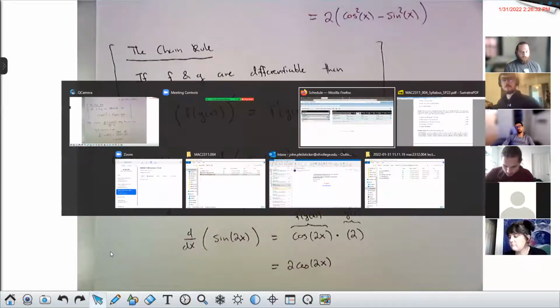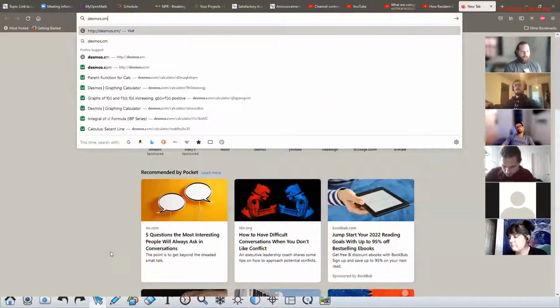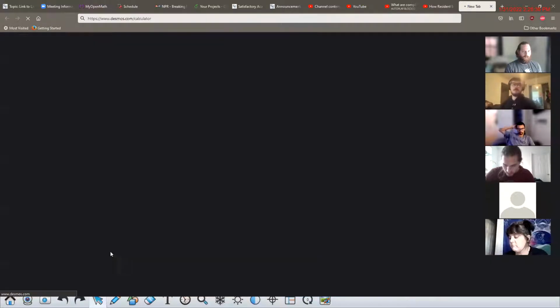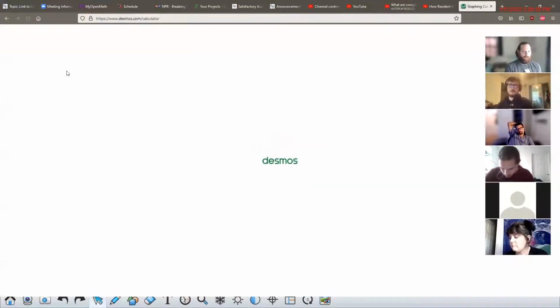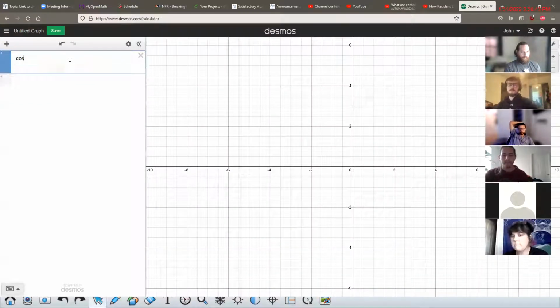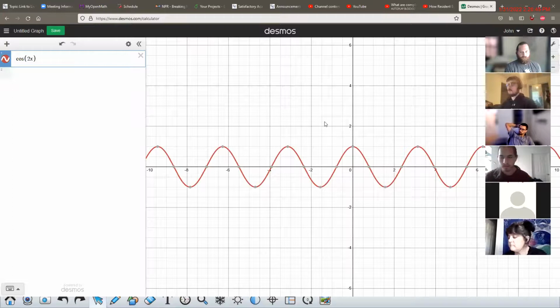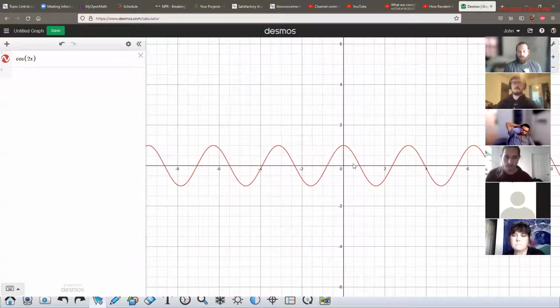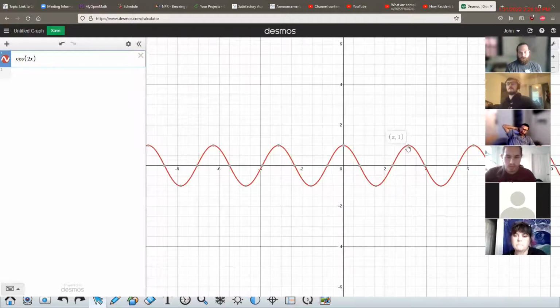Let's look at Desmos for a moment. All right, I'll begin with cos 2x. Here it is. It's the regular cosine wave. It's just been smushed in by a factor of 2. So instead of having a period of 2 pi, it has a period of pi. All right, so we go through one full cycle here in half the time.